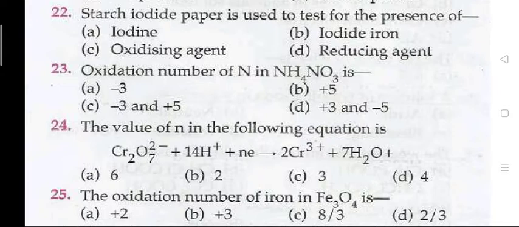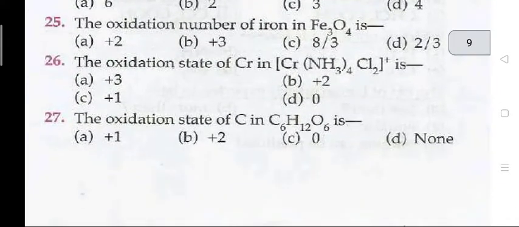Question number 24: the value of n in the following equation is A, that is 6. Question number 25: the oxidation number of iron in Fe3O4 is C, that is 8/3. Question 26: the oxidation state of chromium in [Cr(NH3)6]3+ is A, +3. Question number 27: the oxidation state of carbon in C6H12O6 is. The right answer is C, that is 0.